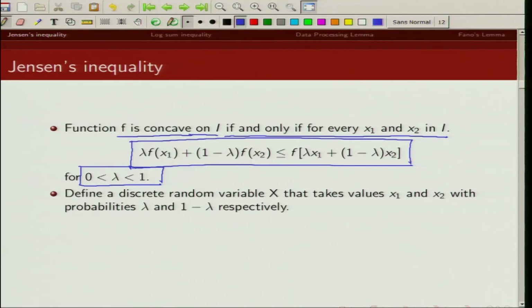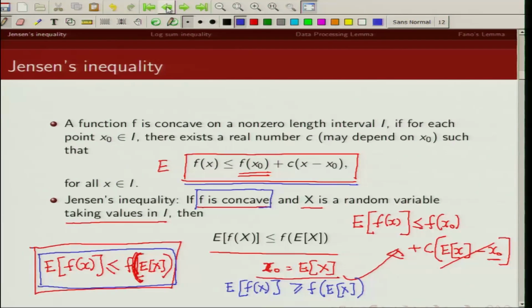Now using Jensen's inequality we can prove this result. So let us look at the proof. Let us say we have a random variable x and that takes two values, x1 and x2. It takes x1 with probability lambda, so x2 happens with probability 1 minus lambda. Now what does Jensen's inequality say? Jensen's inequality says if the function f is concave, then the expected value of the function is less than or equal to the function evaluated at the expected value.